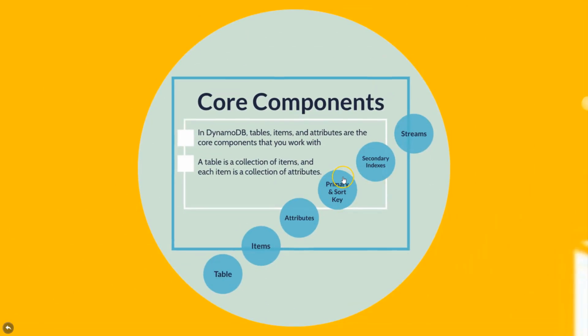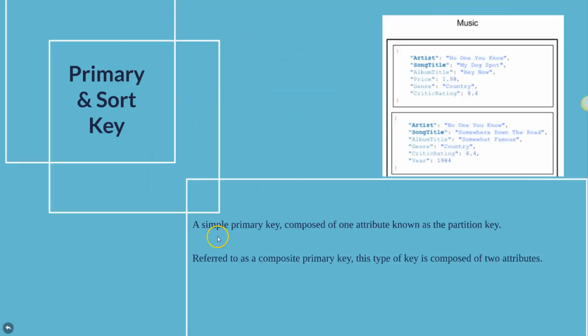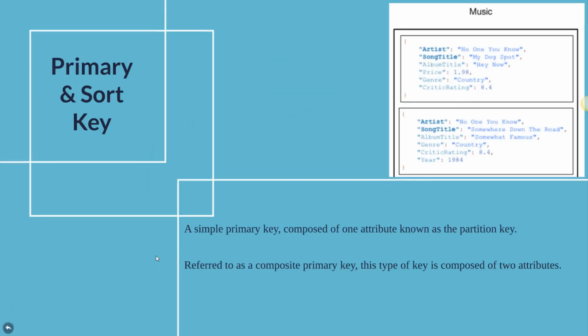Now let's see what is primary and sort key. When you create a table, in addition to the table name, you must specify the primary key of the table. The primary key uniquely identifies each item in a table so that no two items can have the same key. DynamoDB supports two different kinds of primary key.